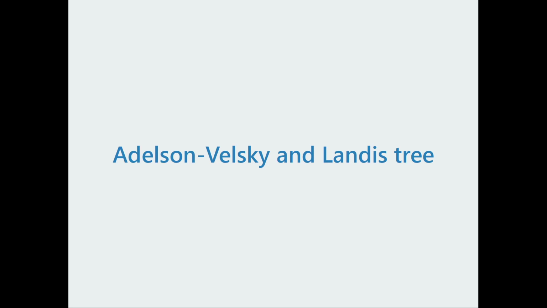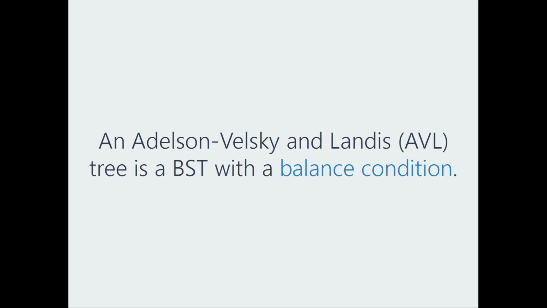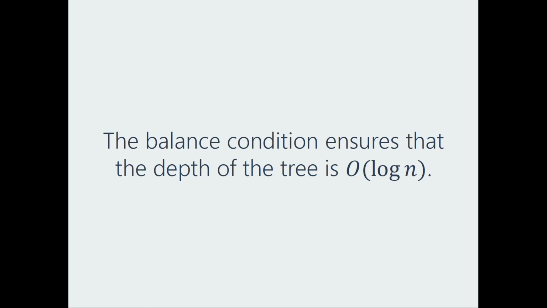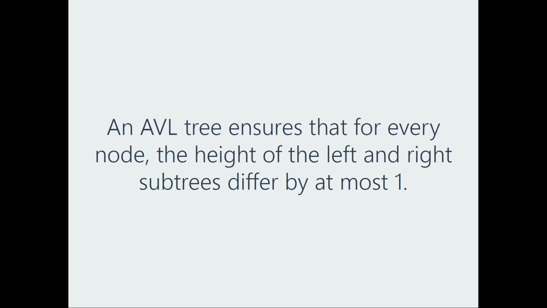Adelson-Velsky and Landis tree. An Adelson-Velsky and Landis tree, or AVL tree, is a BST with a balance condition. This balance condition ensures that the worst depth of the tree is O of log n. An AVL tree ensures that for every node, the height of the left and right subtrees differ by at most 1. Let's have some trees.